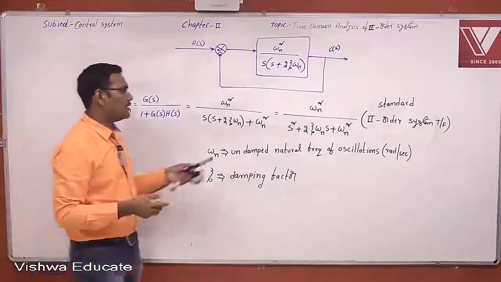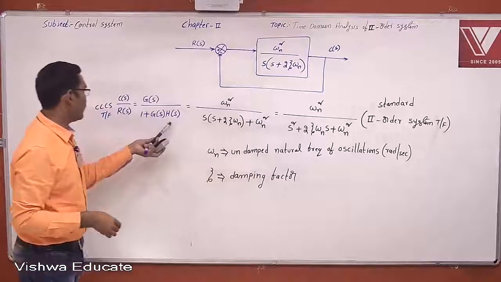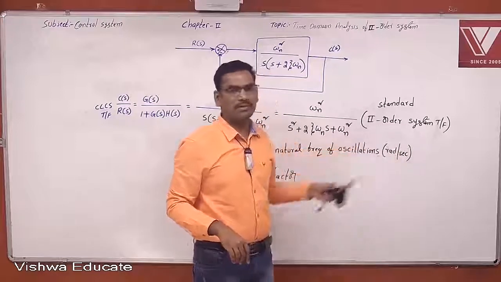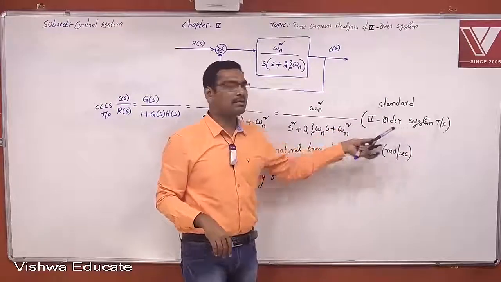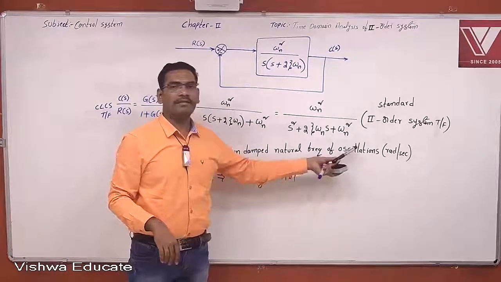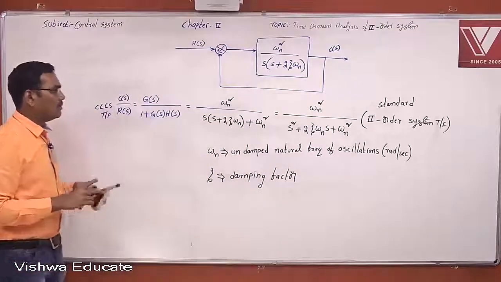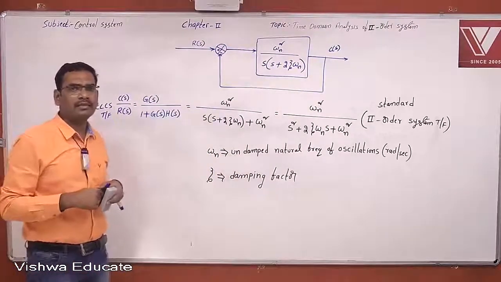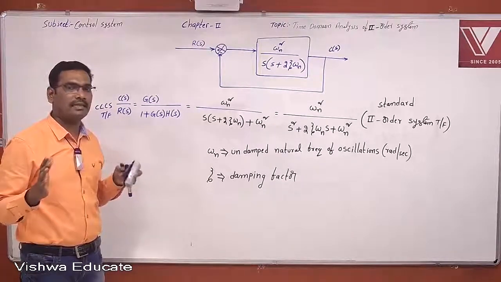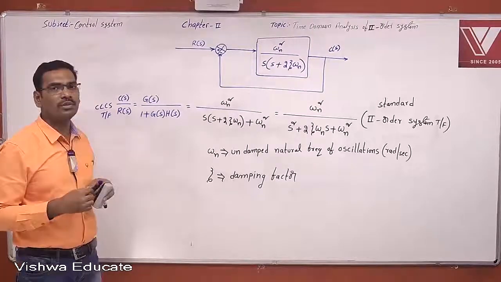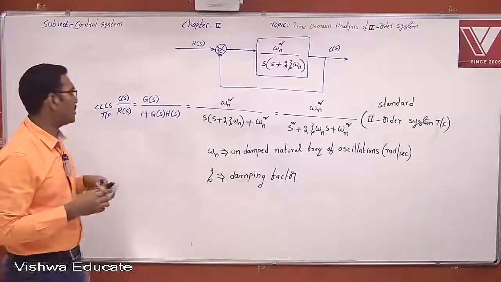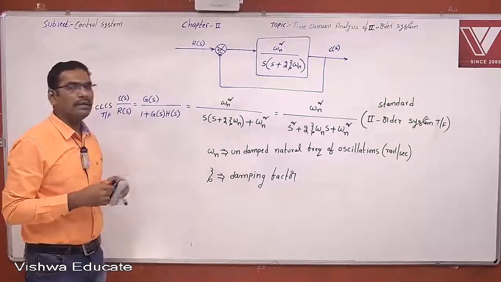Now the highest power in the denominator polynomial, or the highest power in the characteristic equation, is 2. This is the standard second order system where zeta is the damping factor and omega n is the undamped natural frequency of oscillations. Okay. Previously for the first order system we did the transient state analysis and steady state analysis. In the same manner here, for the second order system, we'll take the transient state analysis as well as the steady state analysis.